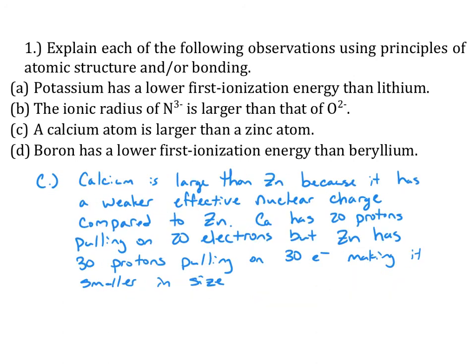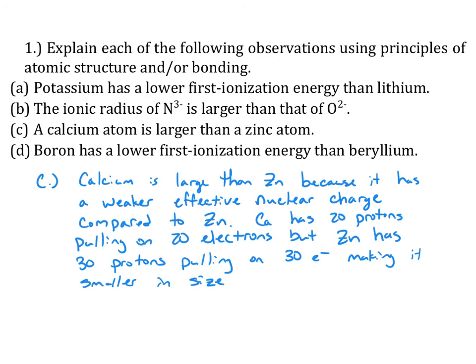The answer to letter C. When you compare calcium and zinc, you first notice that they're both in the same period, the 4th period of the periodic table. And so they will experience the same amount of electron shielding. You might want to add that to your answer, but it's not necessary.